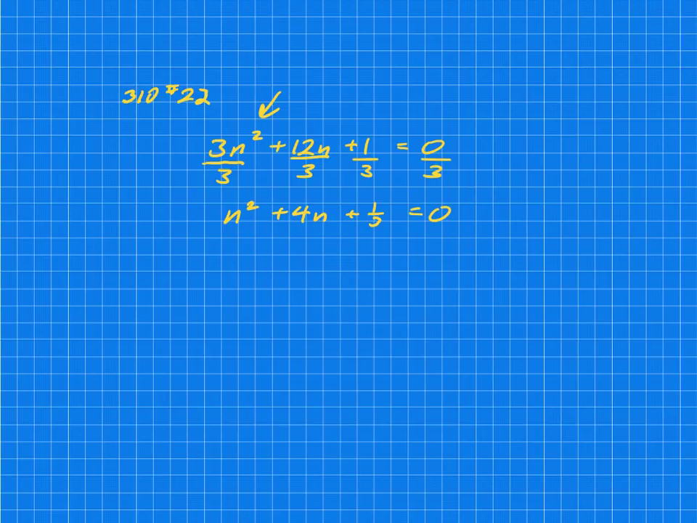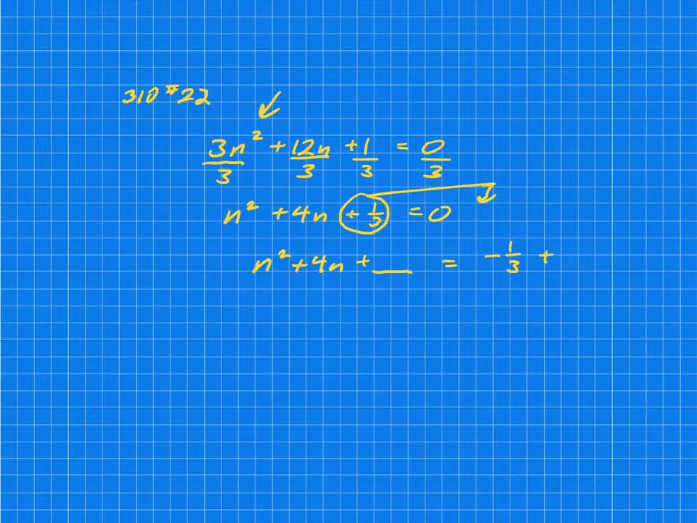Now that I've removed the larger coefficient of the quadratic term, what I can do is go through the process of completing the square. To do so, the first step is to get the constant term and move it to the other side. And so I'm going to subtract the 1/3, and I end up with n squared plus 4n, and I'm going to say plus something, is going to be equal to -1/3 plus something. Whatever I add to the left, I'm going to add to the right.